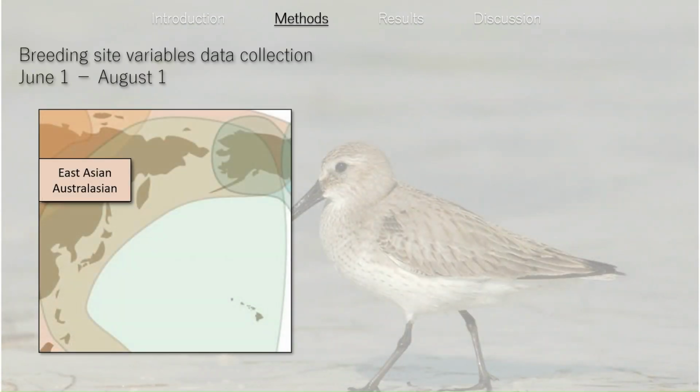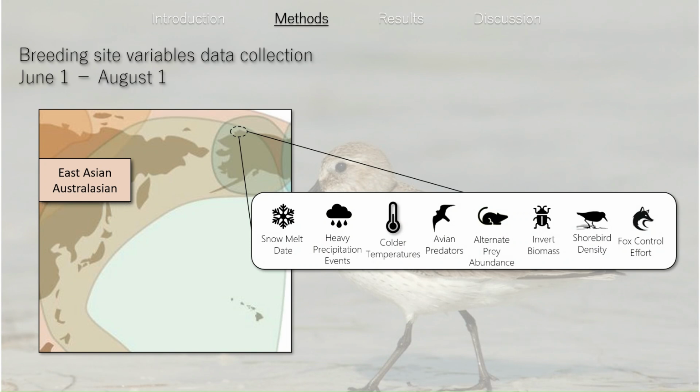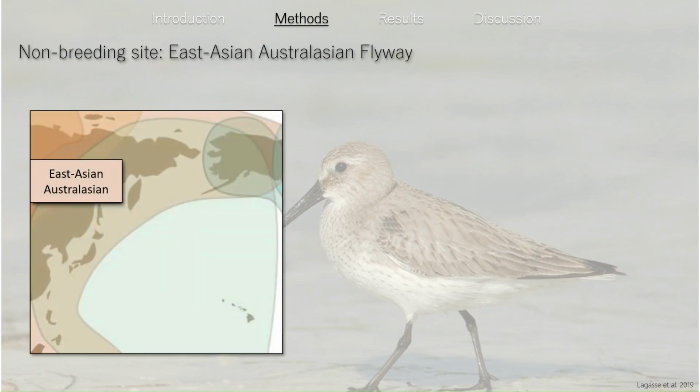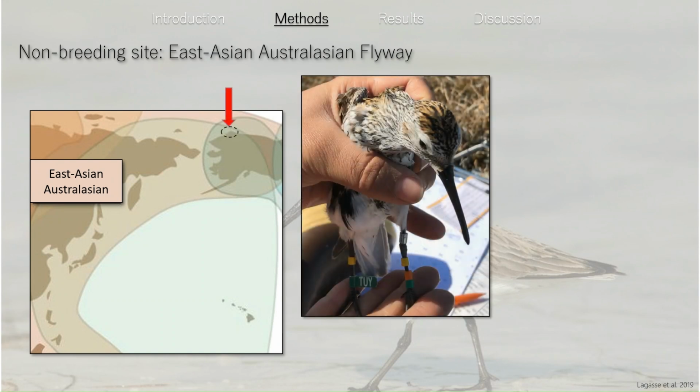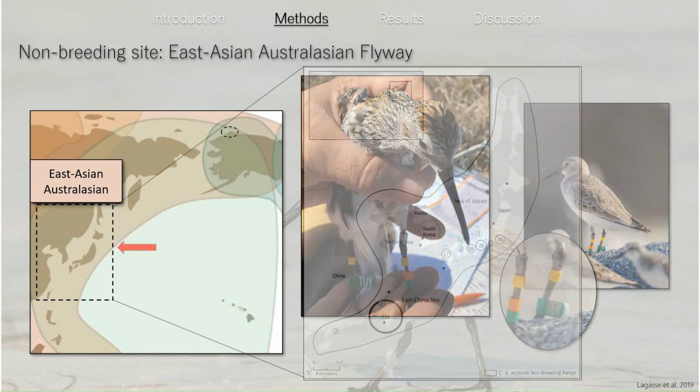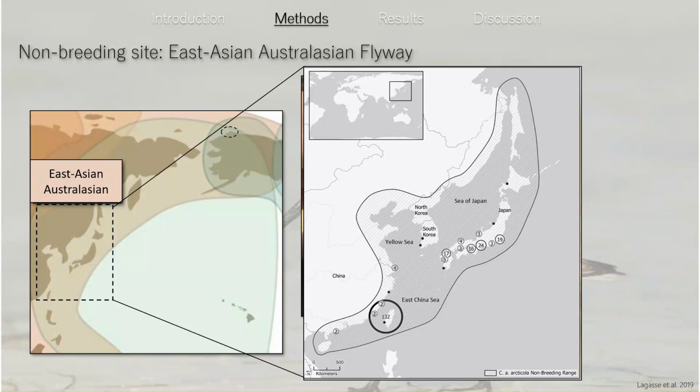To control for potential effects of breeding site influences on survival, we collected breeding site-specific data constrained between June 1st and August 1st that we thought might relate to adult survival. And to refine the non-breeding range and account for dispersal, we used additional resight data collected along the migratory pathway and non-breeding grounds by volunteers. This is collected by volunteers that were resighting birds along the coast. So we were able to compile this resight data and create a refined non-breeding range map with the number of resights shown in circles here and the non-breeding range shaded and outlined.